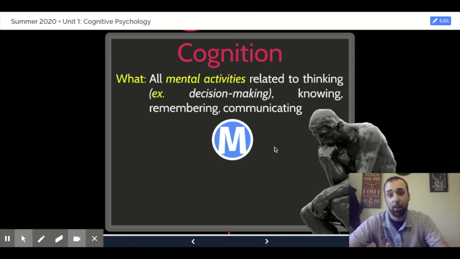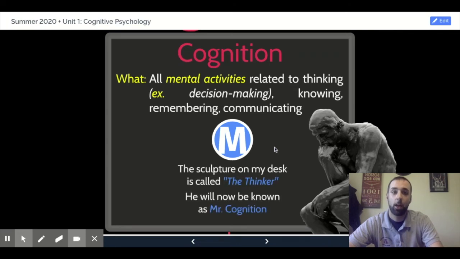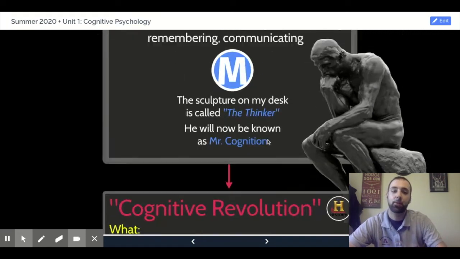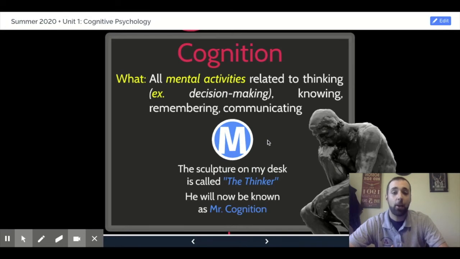If we were in class right now, I would be pointing to a statue that I have in my room. The statue is pictured on the right. That statue is formally named the Thinker. However, in my classroom, I am going to refer to that statue as Mr. Cognition. The reason I'm going to use the name Mr. Cognition is for the entirety of the year, when you see that statue, I want you to associate it with the concept of cognition. That individual in the statue is thinking. That's really a simple term in order to connect with cognition.